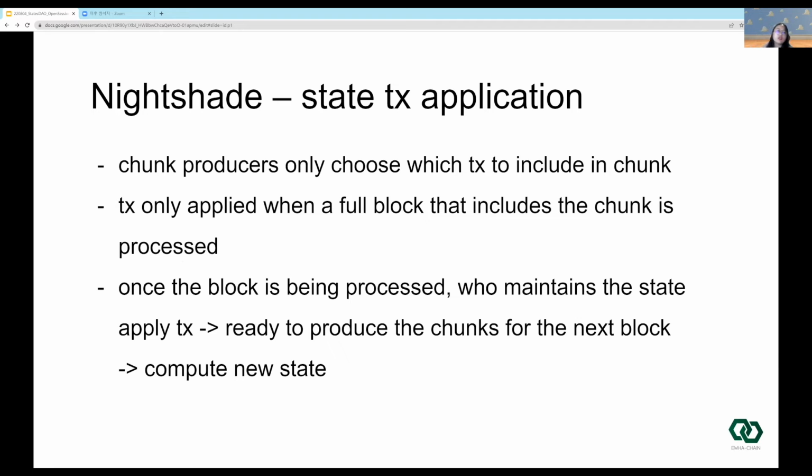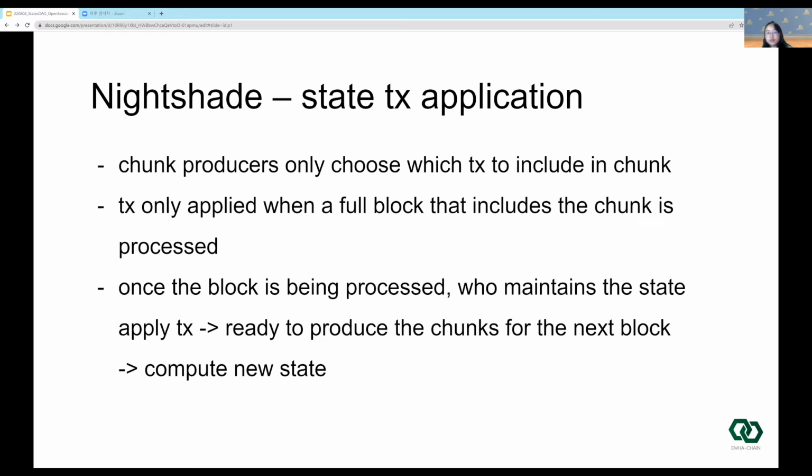Now let's take a look at how a transaction is processed through Nightshade. The chunk producers only choose which transactions to include in the chunk, but do not apply the state transition while they produce a chunk. Correspondingly, the chunk header contains the Merkle root of the Merkleized state as of before the transactions in the chunk are applied. The transactions are only applied when a full block that includes the chunk is processed.